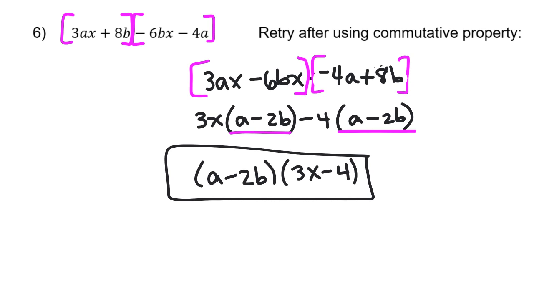The next examples you can try are the you try questions on the next page of your reference sheet, and I will have a video you can watch to check your answers for that.